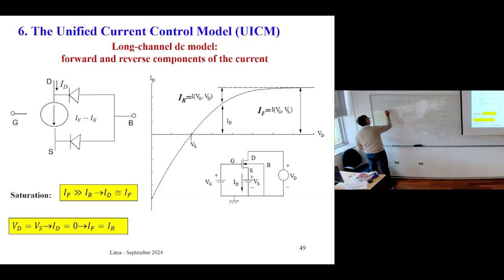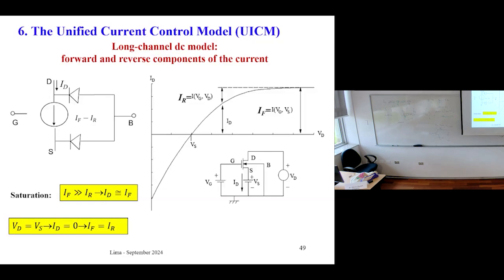So if the current saturates, the drain current has two components, IF and IR. What's the meaning of current saturation? This component becomes much less than IF. The meaning here is the following. In the saturation region, I can measure the forward component of the current.